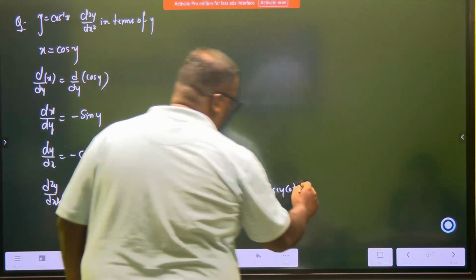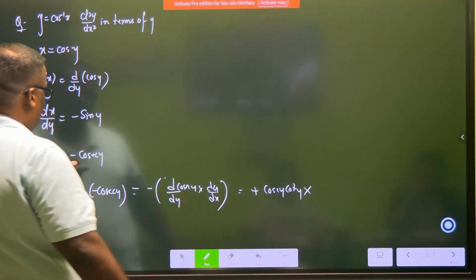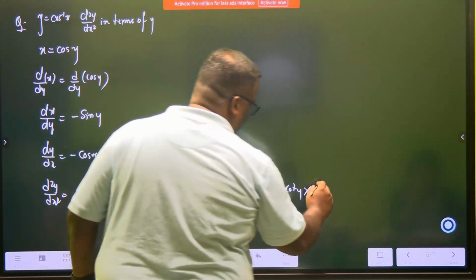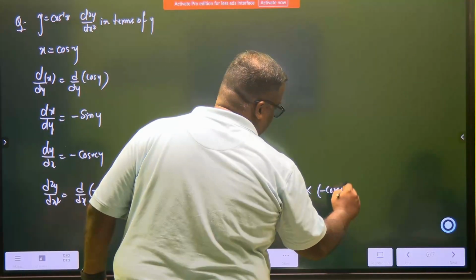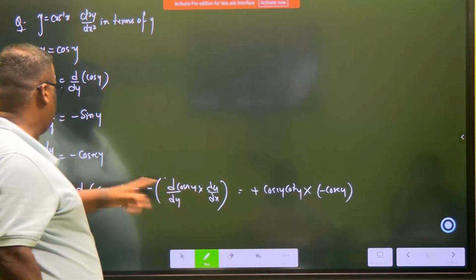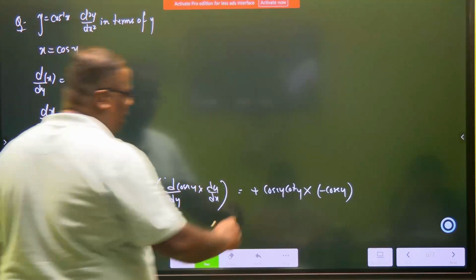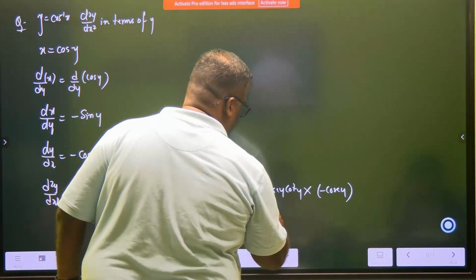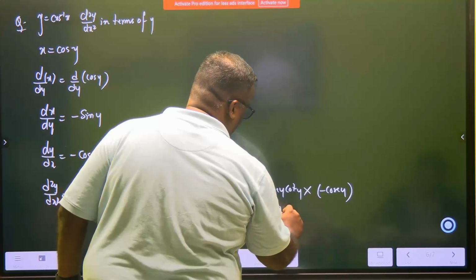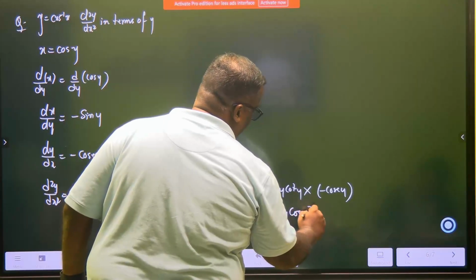And you have a dy/dx also. And dy/dx is what? Negative cosec y. Everything should be in y, so your answer becomes negative cot y cosec square y. Is this the answer?